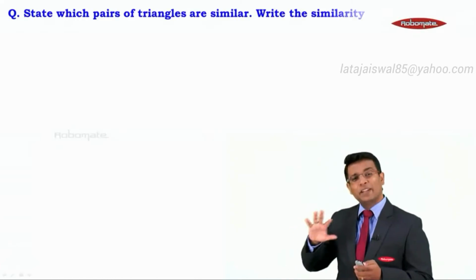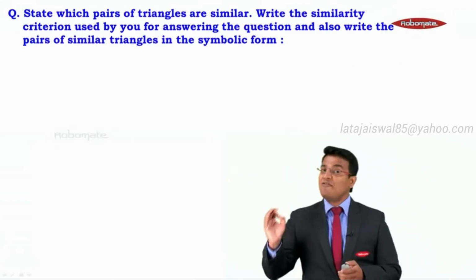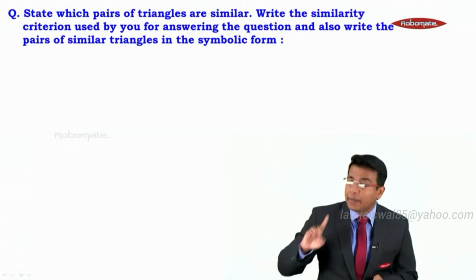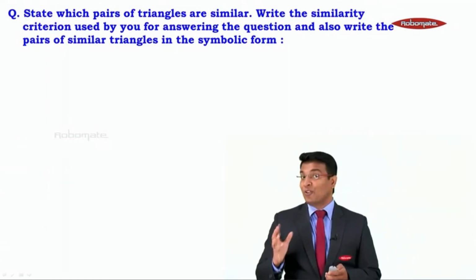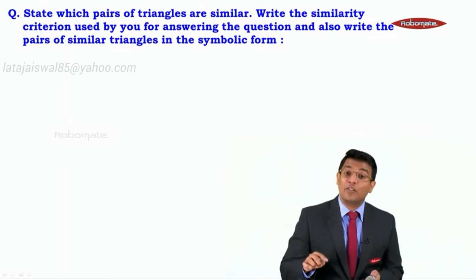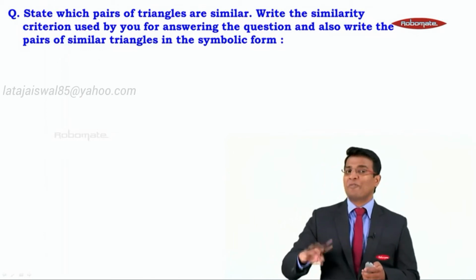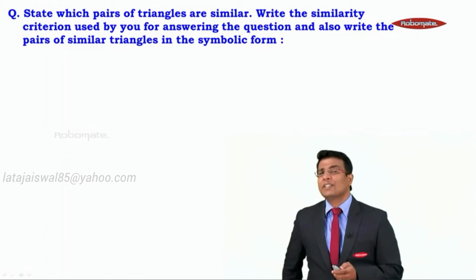Some very simple sums. Here we have a question. It says state which pairs of triangles are similar. Write the similarity criterion used by you for answering the question, and also write the pairs of similar triangles in the symbolic form. Now let's understand this.